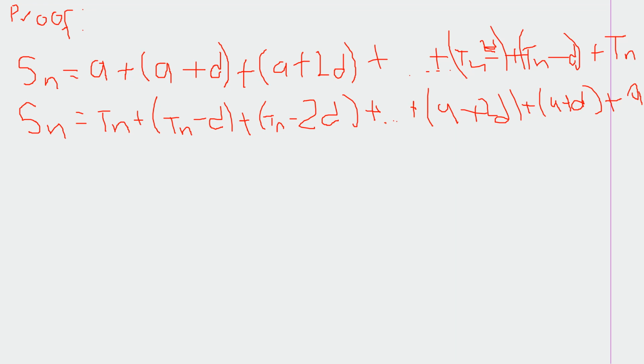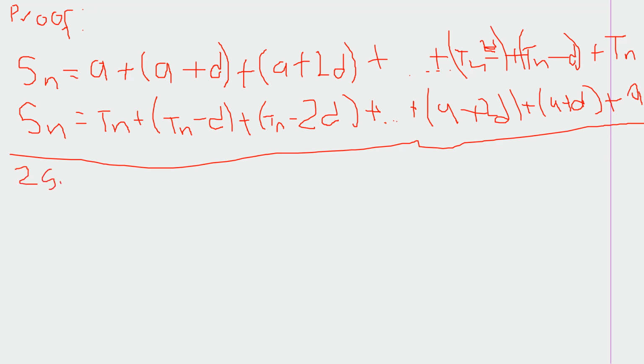So this is what you do when the question asks you to prove the equation of the arithmetic series. After you write your sum in a normal way and you write it in a reverse way, you just have to add these two equations. So let's add the two equations. That means we're gonna have Sn plus Sn, which is gonna be 2Sn. And then here when you add, you're gonna have A plus Tn, plus Tn.